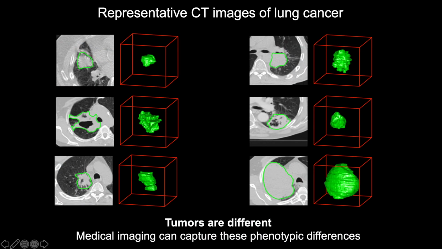Of course, we can also look inside of the tumor. So there's a lot of information that is available within the tumor region. We know that tumors are very different, and that imaging can capture this and can visualize this, and that AI can quantify this information in these images.